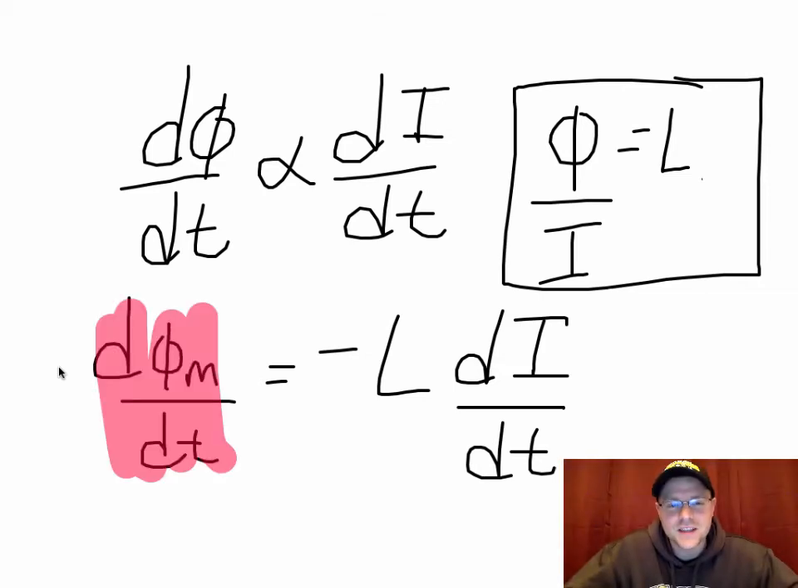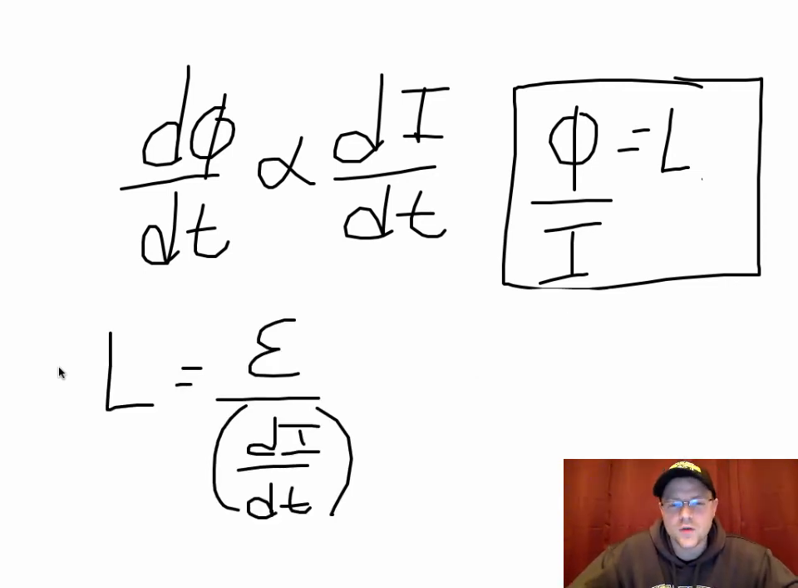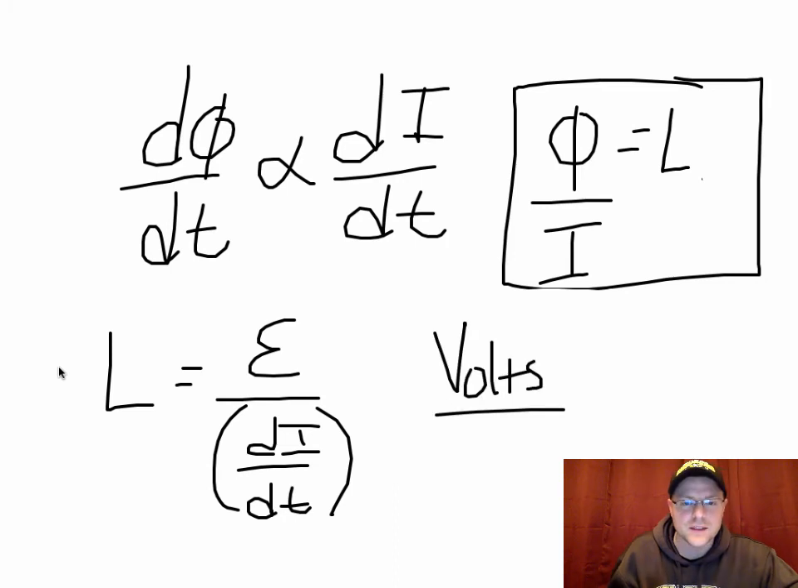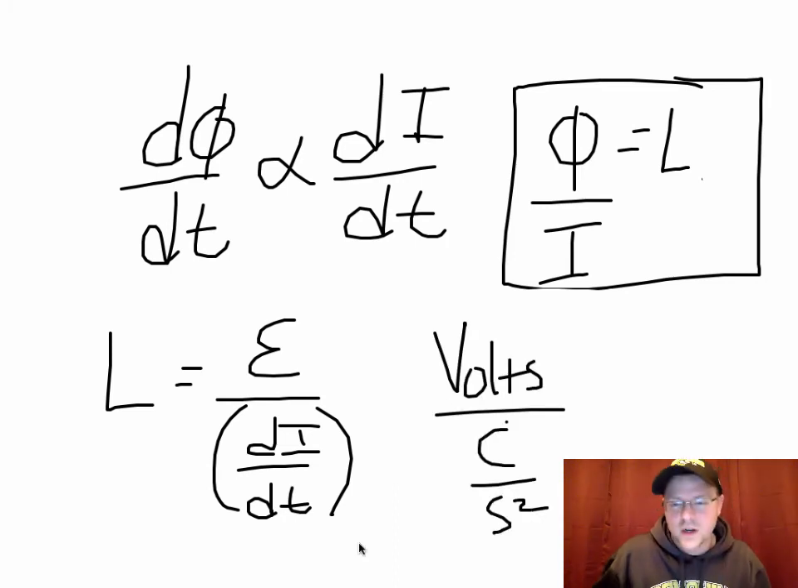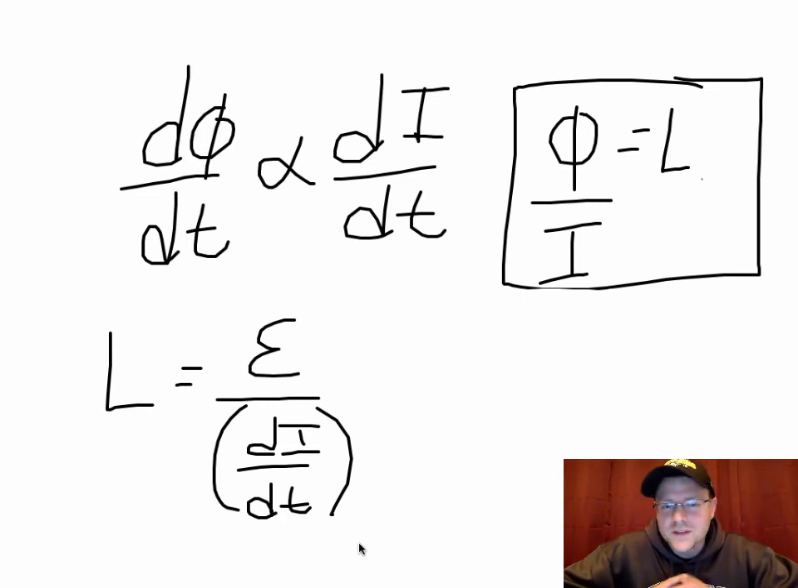And since d flux dt actually equals the induced voltage, what I could say is the induced EMF is equal to negative L di dt, where L again is the inductance and di dt is the change in current. So if I want to solve for inductance with this formula, I can rearrange and get voltage over di dt. And if I want to look at that in terms of units, remember EMF is measured in volts, di dt is coulombs per second squared. And if you do that, you'll actually also get a Henry as well. So I'll let you do the unit analysis there to prove that that also gives you the same unit that we had from before.